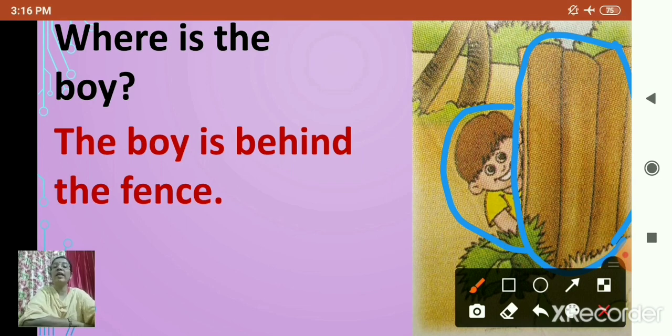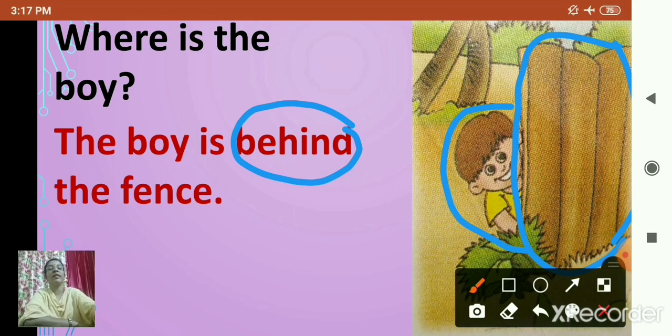So which word tells the position of the boy? Yes, the word behind. So behind is also a position word. Behind tells us where the boy is standing or where the boy is hiding. Understood? So where is the boy? The boy is behind the fence.